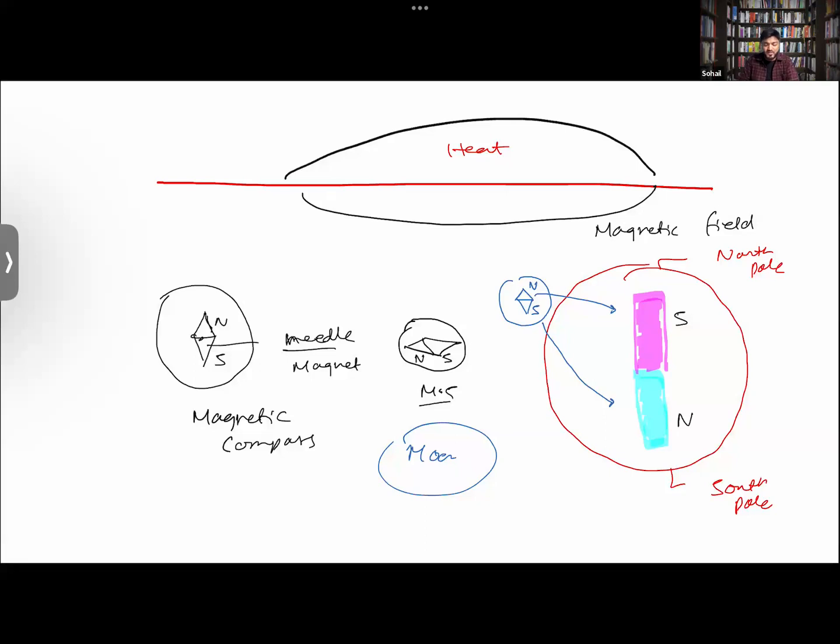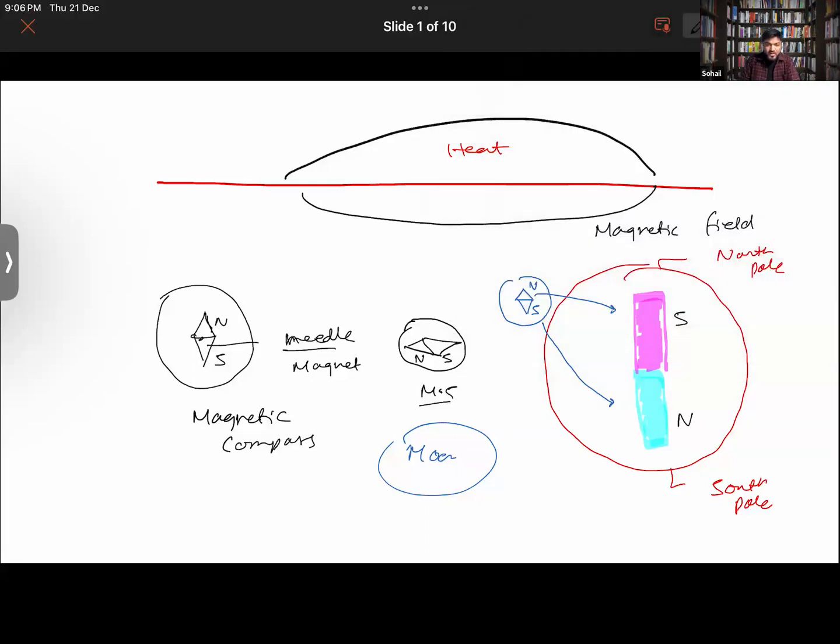So that is another change created by the electric current. So heat is there, then magnetic field is also there. Magnetic field.